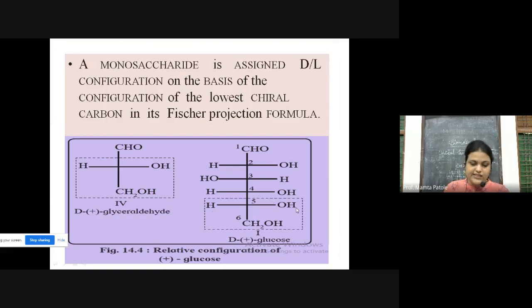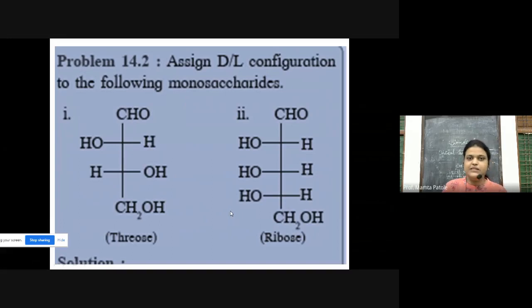Now in case the OH was on this side, that is the left hand side, it would have been L. Now let us take one example. This problem is there in your textbook. You can go through your textbook also. So here on the screen you can see two structures. One is of triose and the other is of ribose.